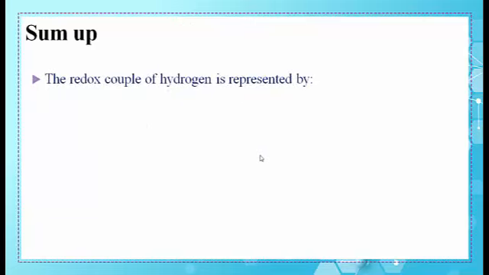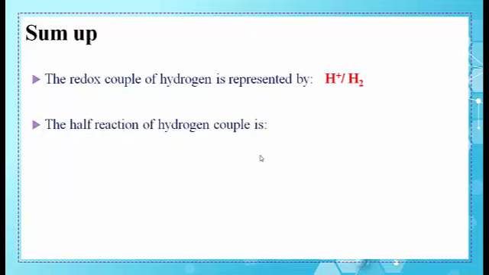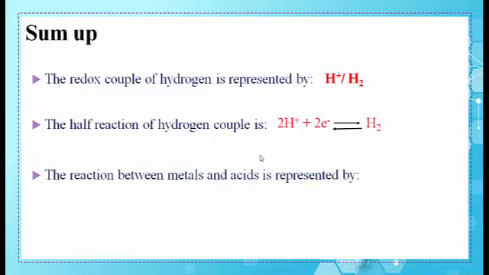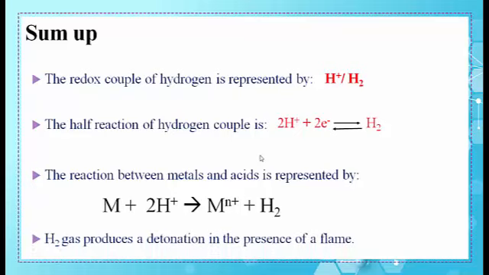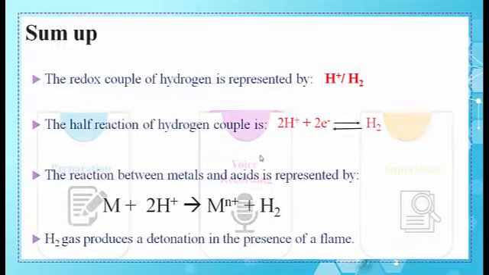Summary of this lesson: the redox couple of hydrogen is represented by H+/H2. The half reaction of hydrogen couple is 2H+ plus 2 electrons gives H2, and the reaction between metals and acids is represented by a metal plus H+ gives Mn+ plus H2. Hydrogen gas produces a detonation or a pop sound in the presence of a flame.